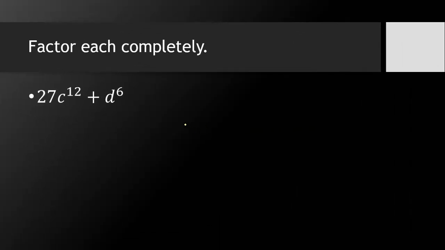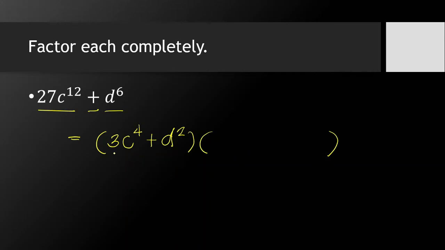For our third example, we have 27c raised to 12 plus d raised to 6, another sum of two cubes. Get the cube root of the first term, 27c raised to 12, that is equivalent to 3 for 27, and for c raised to 12, that is c raised to 4. Then affix the sign, that is plus sign, then get the cube root, that is d squared. So this is now the binomial factor.